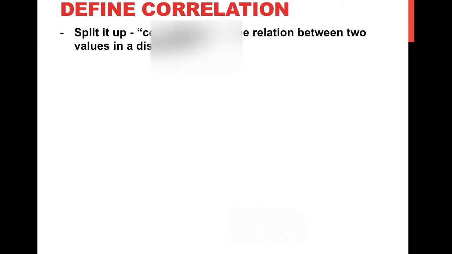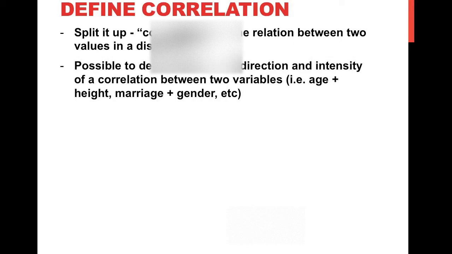Let's define the word correlation. Split it up first. Co-relation. It's the relation between two values in a distribution, whether there is one or not. It's possible to describe the type of relation, the direction of this relation, and how intense this correlation is between two variables, like, for example, our age and height. We could say, how intense is it? What kind of correlation is it? Also, marriage and gender is another example, but there are many others.